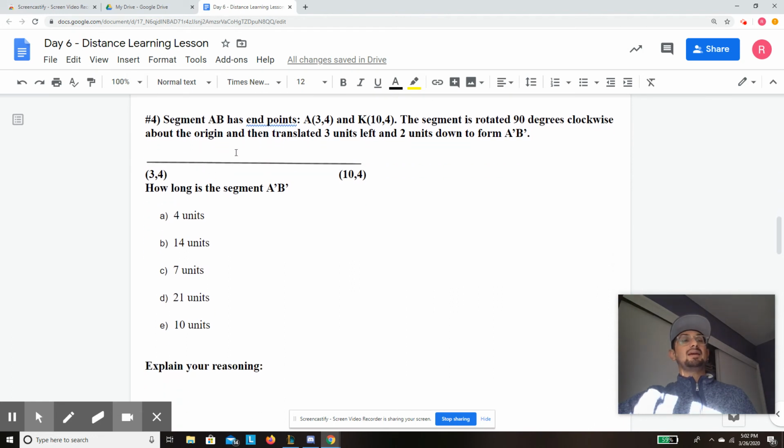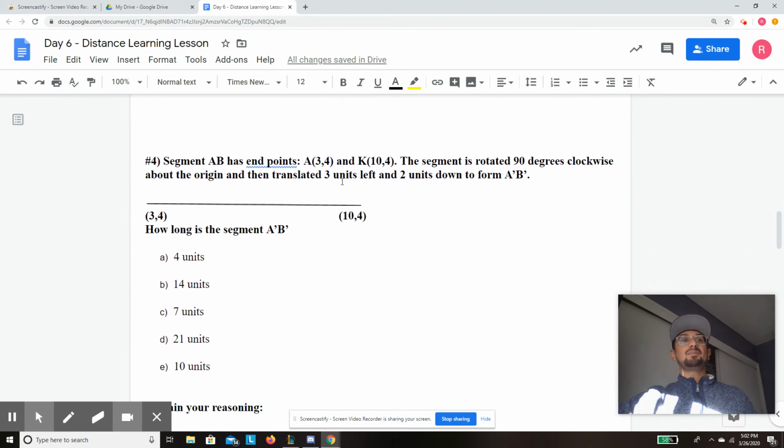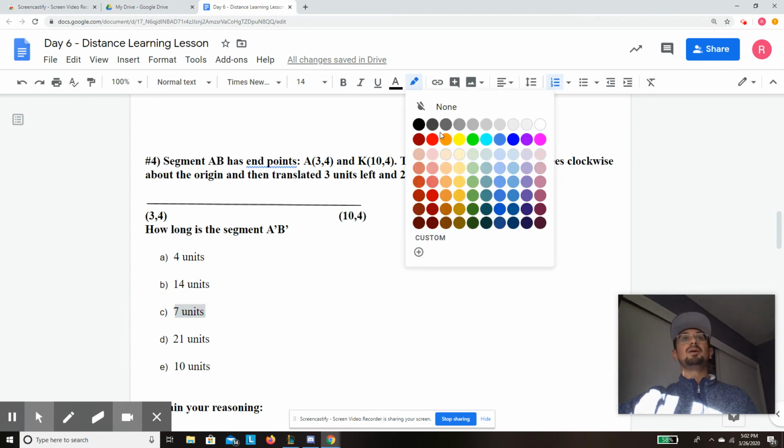So number 4, the segment AB has endpoints (3, 4) and (10, 4). The segment is rotated 90 degrees clockwise about the origin, then translated 3 units to the left and 2 units down to form A prime, B prime. How long is segment A prime, B prime? So you can see that it's at the same y. So the x goes from 3 to 10 on the x. So 10 minus 3 would be 7. So it would be 7 units long, right?